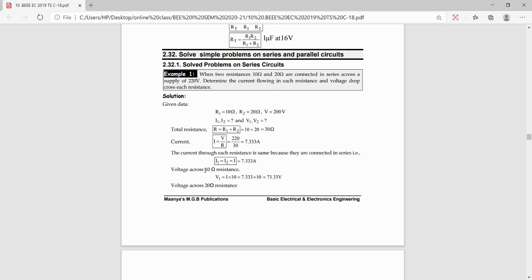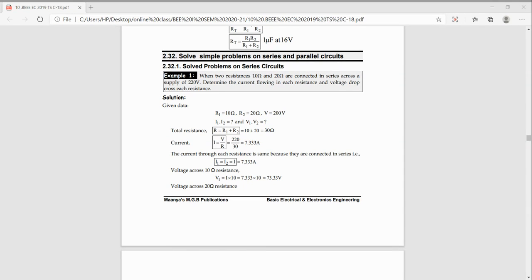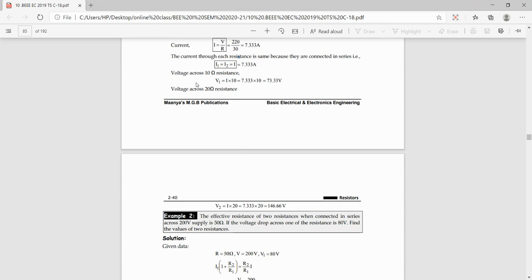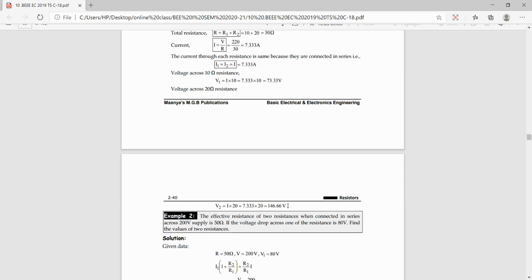Now we have to find the voltage across 10 ohms. That is V1, which is equal to I1 into R1. R1 is 10 ohms and I1 is nothing but I, that is 7.33 amps. So 7.33 into 10 is equal to 73.33 volts. Likewise, we calculate the voltage across 20 ohms. V2 is equal to I into 20, which is 7.33 into 20, which is equal to 146.66 volts.